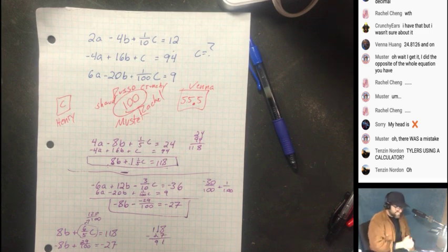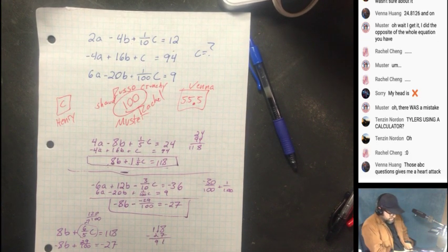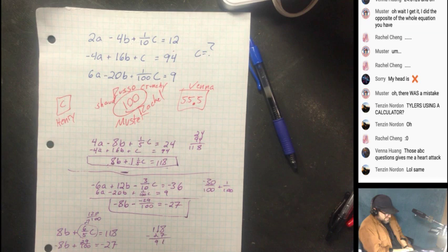So where did I make my mistake? That's the question of the day. Where did the mistake come from? 2/10 is 1/5. Yes. That is 24. Yes. That is negative 4. That's positive 16. That's C. That's 94. That's 118. That looks great. 8B plus 1 and 1/5 C. Okay. That is fine. That's good to go.